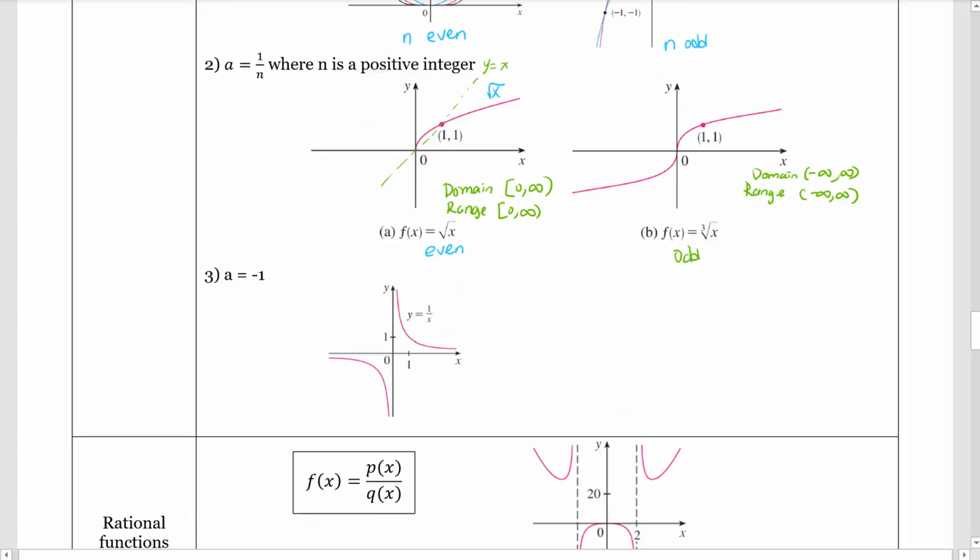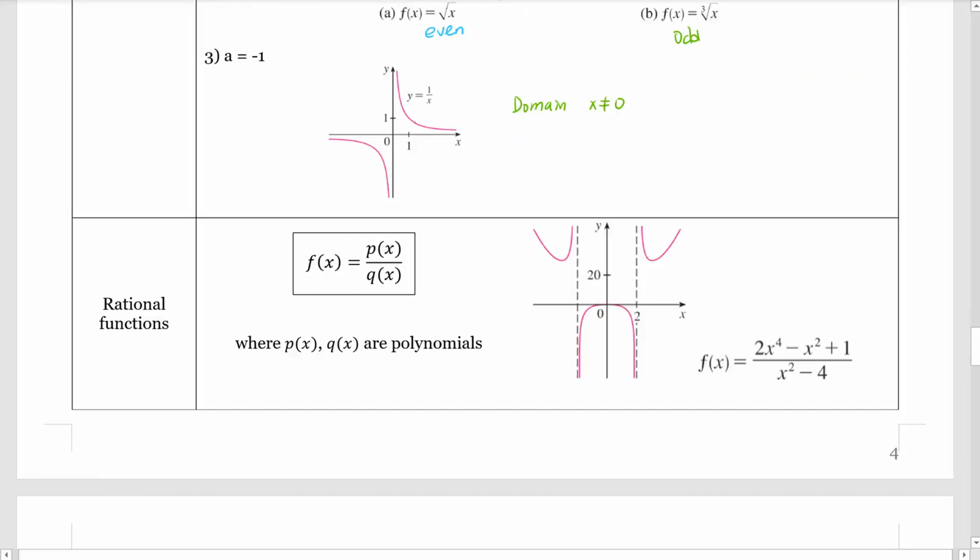Alright, 1 over x. This is a hyperbola, right? We know that x cannot be 0, so the domain is x not equal to 0, because the denominator cannot be 0. Next, rational functions. For rational functions, we have a numerator and denominator that are both polynomials. So what is it going to look like?